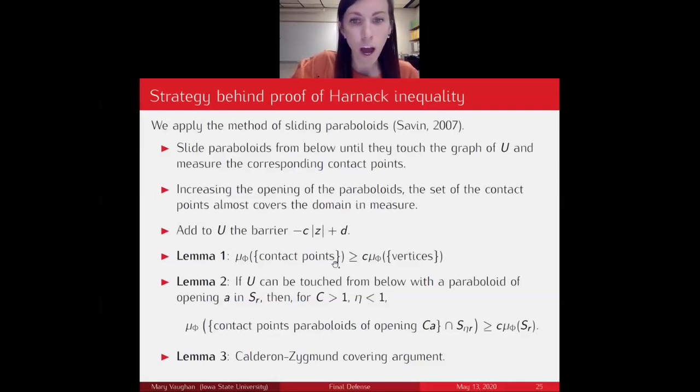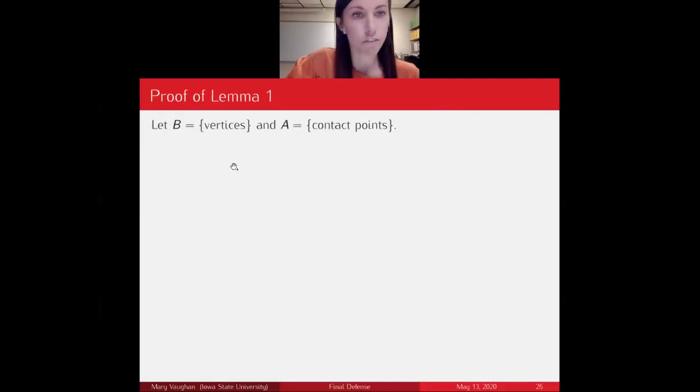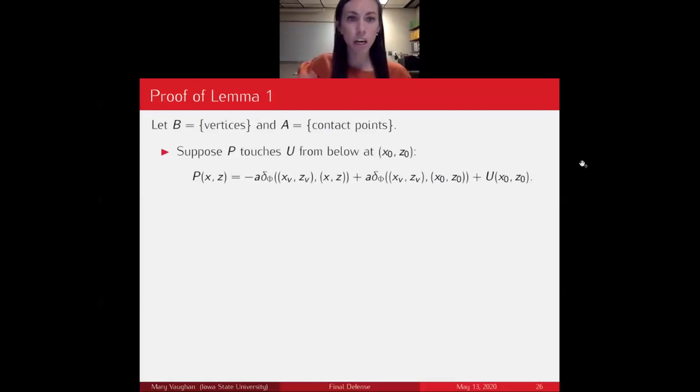Excuse me. So I will briefly provide a sketch of the proof of lemma 1, where the measure of the contact points controls the measure of the vertices. Okay. So for convenience, let B be the set of vertices, and A be the set of contact points. And let's take a paraboloid P of opening A that touches U from below at a point x naught, z naught. And in that case, I have an explicit expression for my paraboloid P.